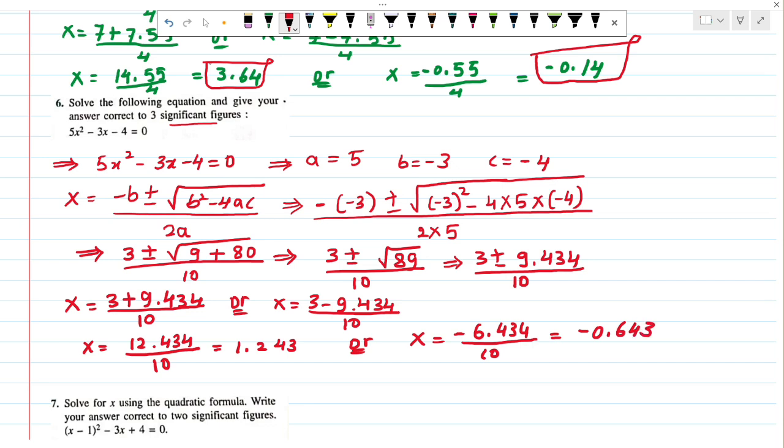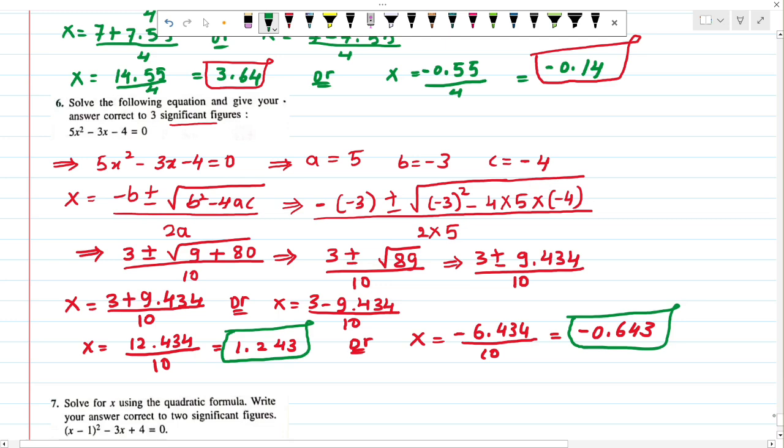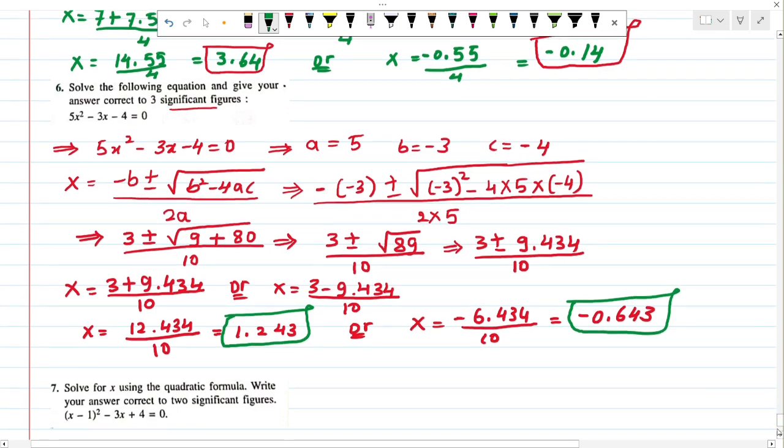0.643. So these are the two values of x, that is x is equal to 1.243 and x is equal to minus 0.643. I hope this is clear.